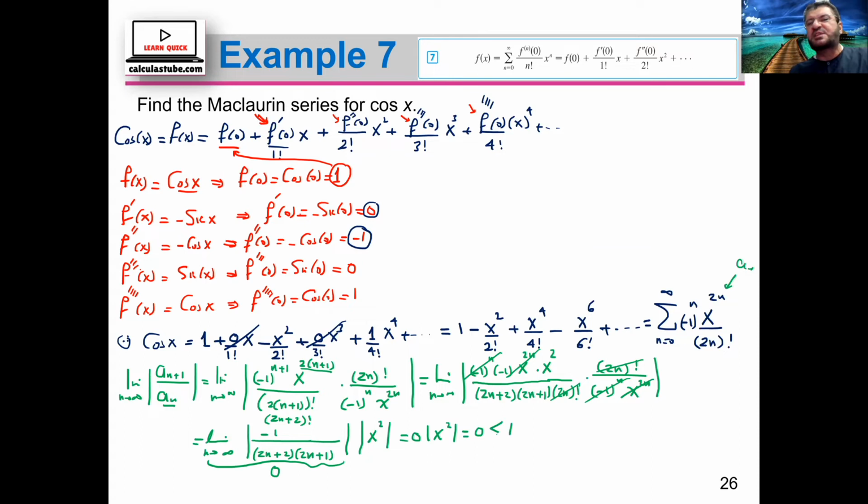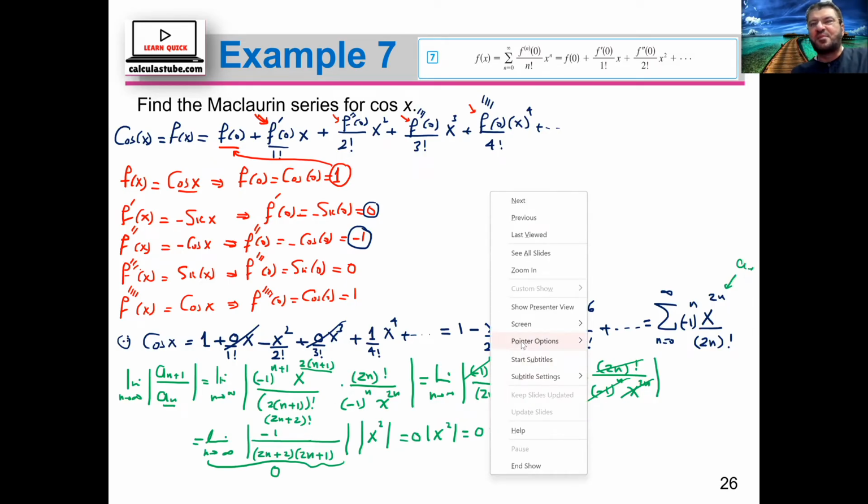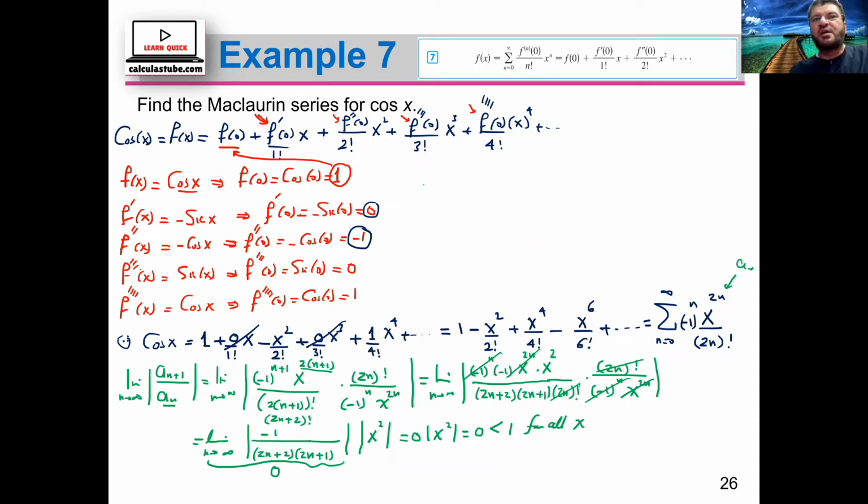And this is always less than 1 for all x. So now the conclusion. What do we conclude from all of this? We conclude the following. Therefore, the radius of convergence is R equal to what? Infinity. As you notice here, this is less than 1 for all x.